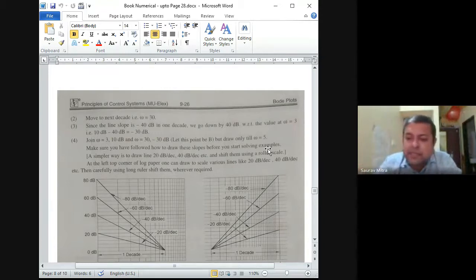So (x, y) is the given point. From there you have to draw a plus 20 dB per decade line. So what will be the next point? (10x, y plus 20). That will be the next point.